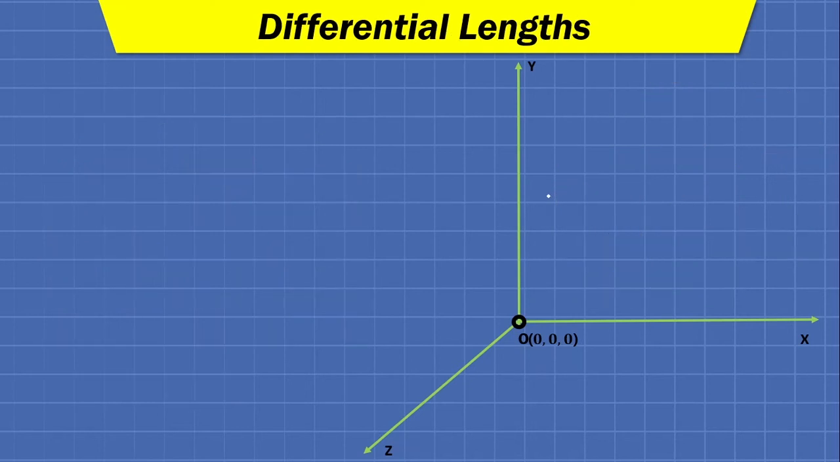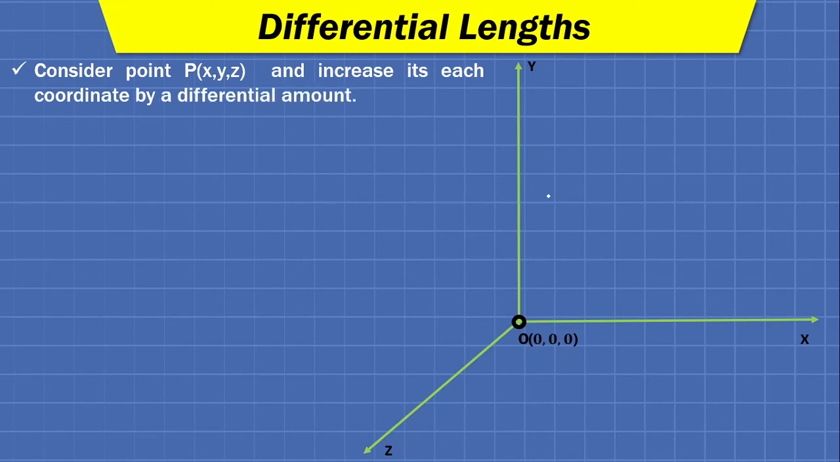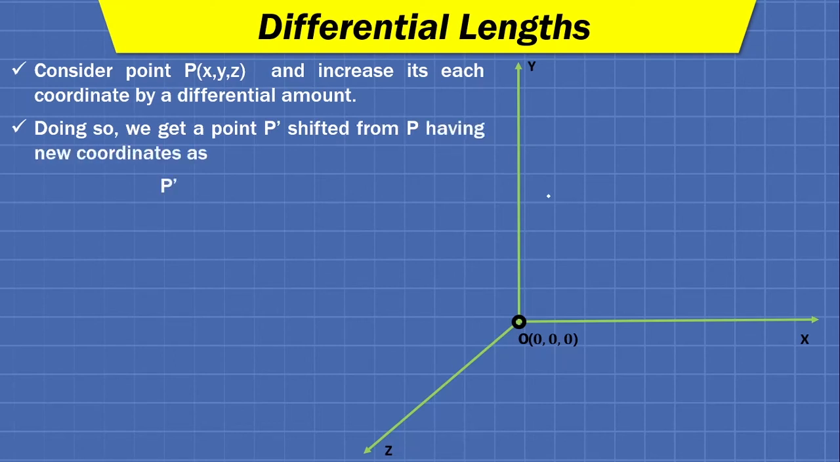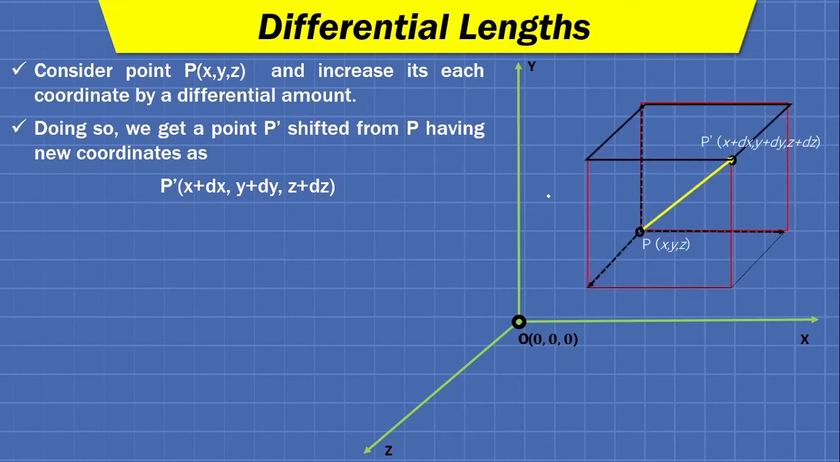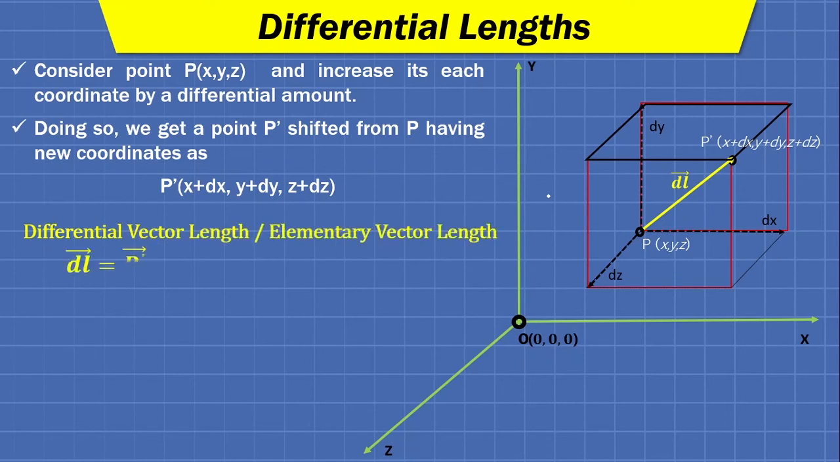So first thing to understand is differential length. So consider a point P(x, y, z) and increase each coordinate by a differential amount. Doing so, we will get a point P prime shifted from P having new coordinates P prime (x plus dx, y plus dy, z plus dz). And this is the pictorial representation of the same. So the lengths by which we have traveled in the principal axis directions are called differential lengths of the element.